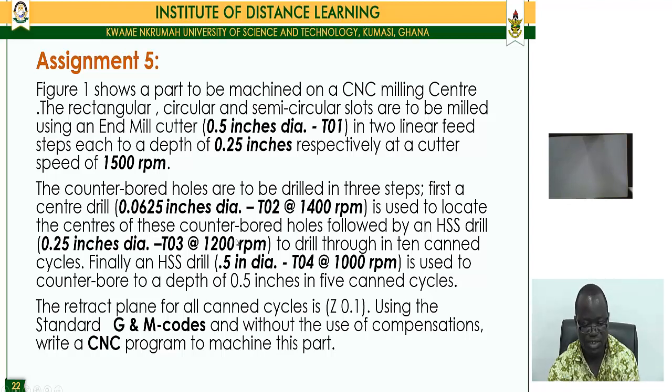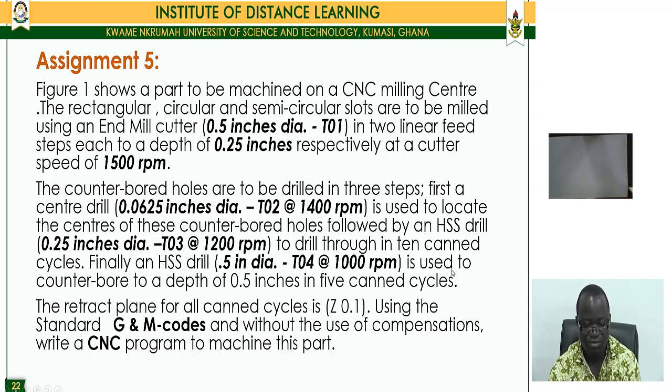And then you drill the counterbore holes in 3 steps. First, you do a center drill, which is used to locate the centers. So you have a T02, and then you have another, T03, which you use to drill the 10 holes. You drill the holes in 10 canned cycles. When you say canned cycles, you have to drill that hole in 10 steps.